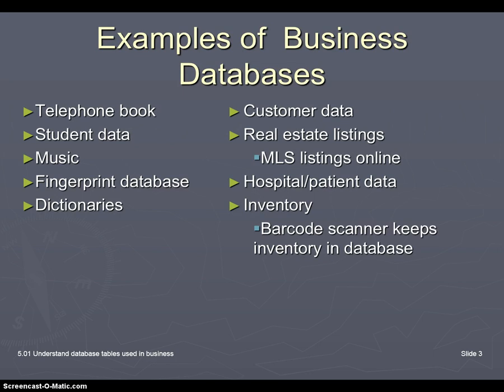These are some that are not necessarily electronic: telephone book, student data, music. When you go to iTunes or whatever and you download some music, all of that's kept in a database, and that's why you can choose the album, the song, or the artist, because they're in some sort of database that will allow you to find that song based on that information. Dictionaries are an example too. These are just various ones here.